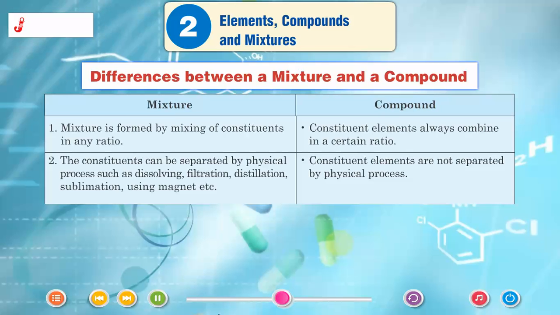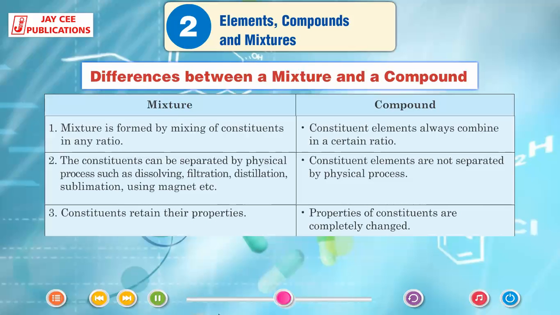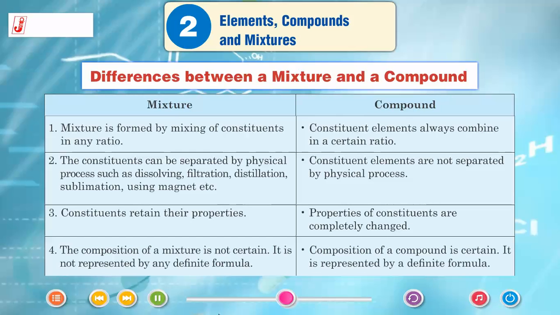In a compound, constituent elements are not separated by physical processes. In a mixture, constituents retain their properties. In a compound, properties of constituents are completely changed. The composition of a mixture is not certain. It is not represented by any definite formula. The composition of a compound is certain. It is represented by a definite formula.